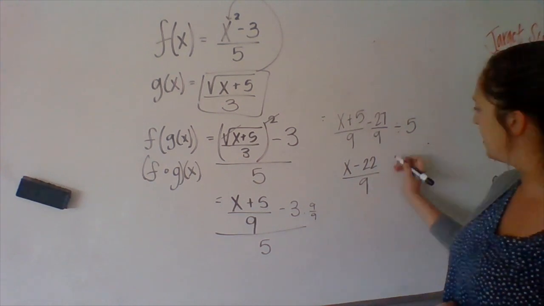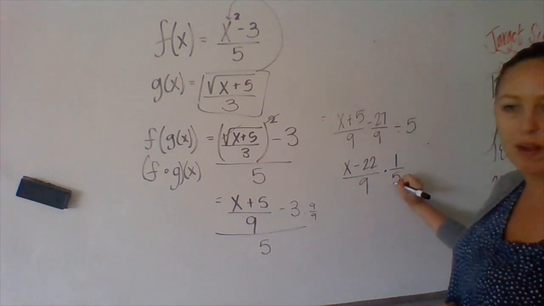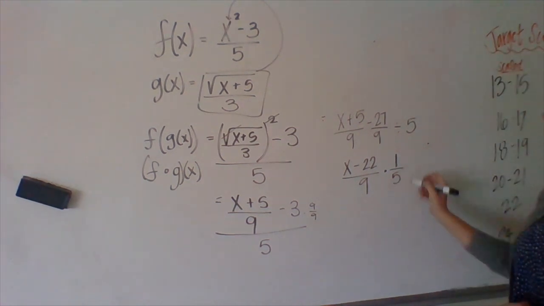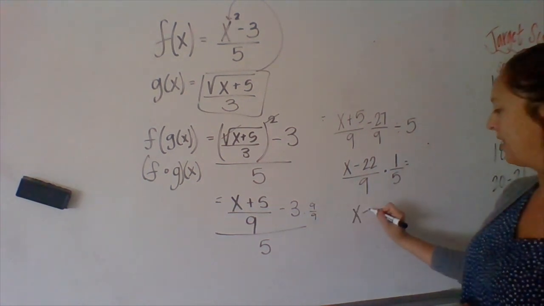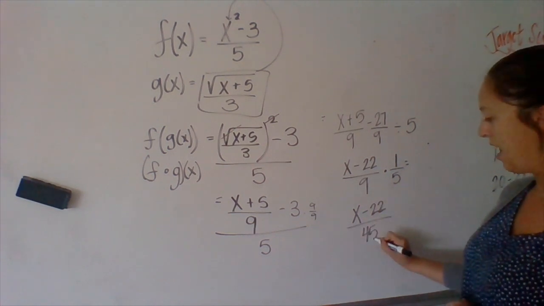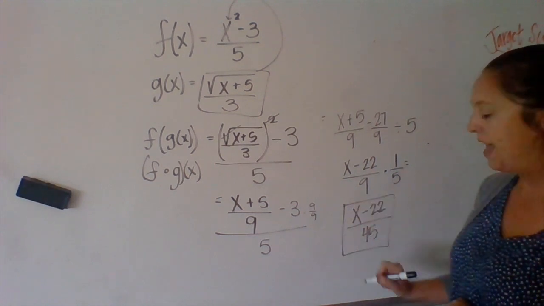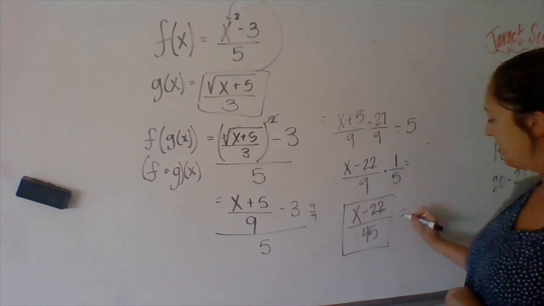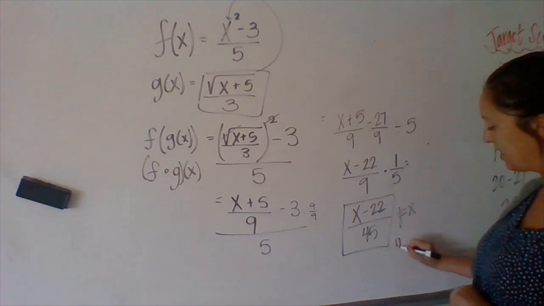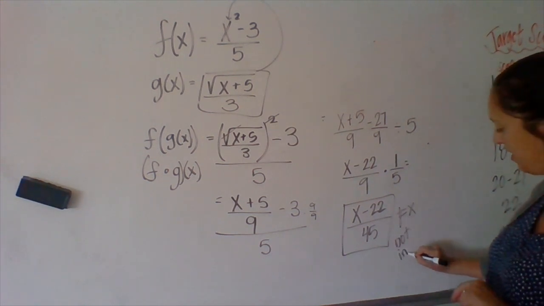Dividing by 5 is the same as multiplying by 1/5, multiplying by its reciprocal. So now I have x minus 22 over 45. I can't simplify this, so this is what f of g of x equals. It does not equal x, which means that f of x and g of x cannot be inverses.